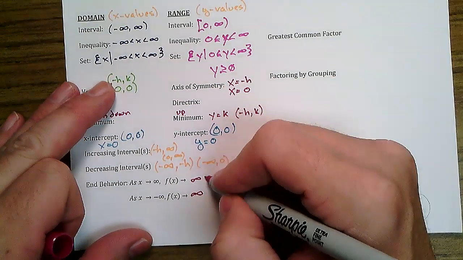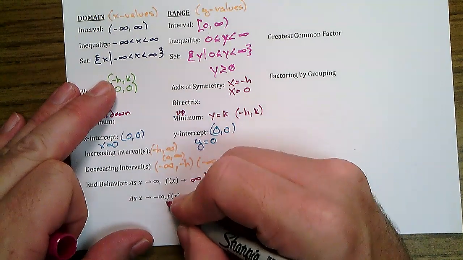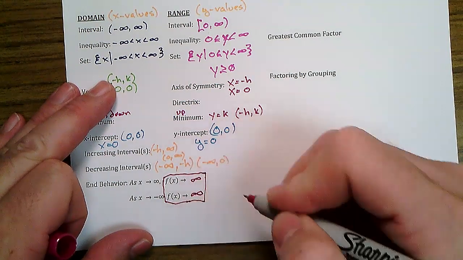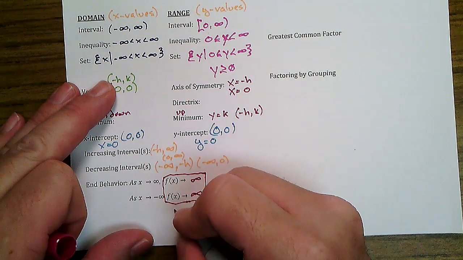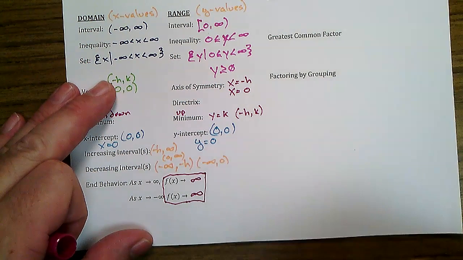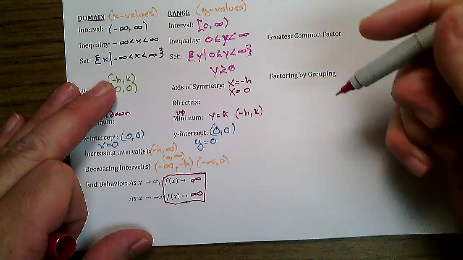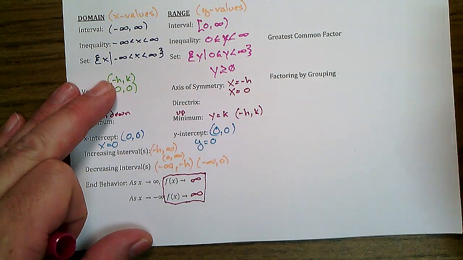And a key thing for quadratics, these two will always be the same. So if it's opening up, it'll be positive infinity. If it's opening down, it'll be negative infinity.